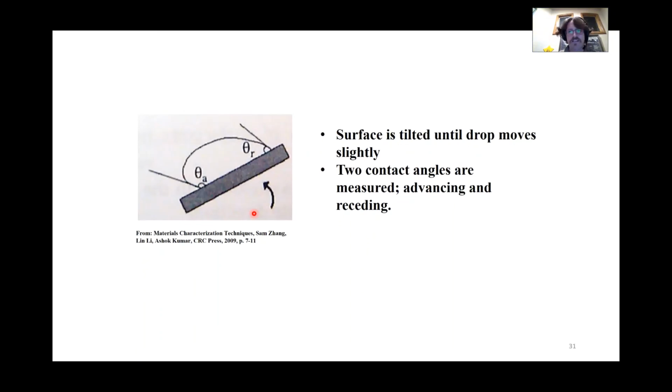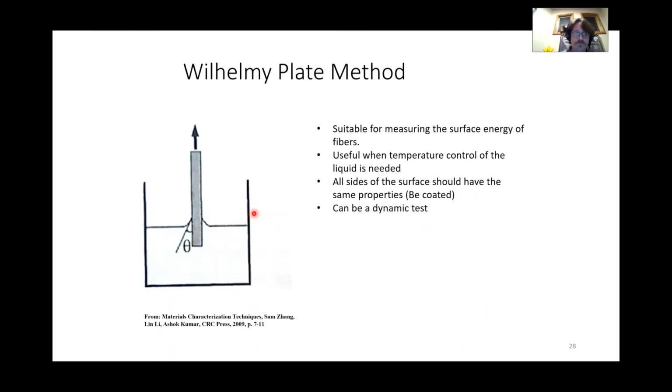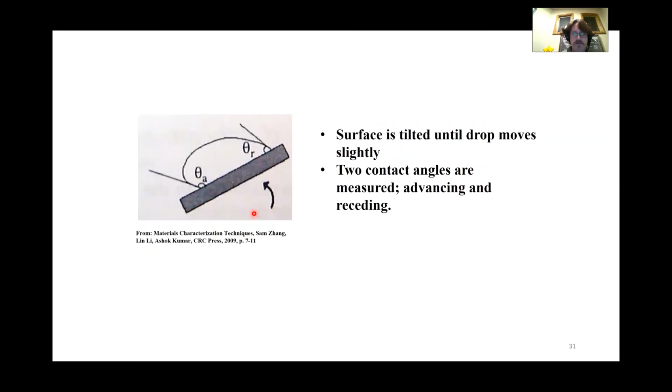I left the title off of this one, but it's the tilting substrate method. You have a leading and receding, or advancing and receding, edge, and so you measure two contact angles, advancing and receding. I'm not 100% sure, but this seems like something that can measure the efficacy of wax. And the Wilhelmy plate method, which you can use for fibers, seems like a method you would use to measure the efficacy of shampoo and stuff like that. Anyway, in tilting substrate, the surface is tilted until the drop starts to move, and you measure the two contact angles, advancing and receding.